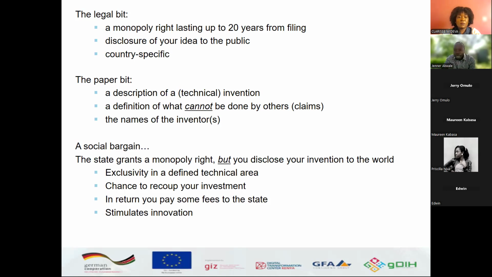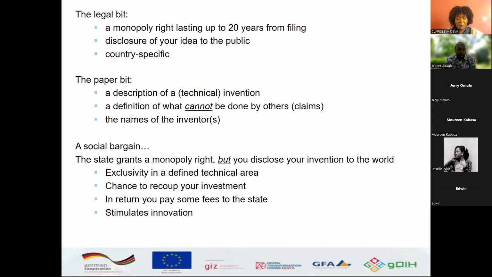Well, so there is the social bargain where we are saying the state gains a monopoly right. Of course, that is 20 years from the date of filing, but you have to disclose your invention. And the disclosure is basically in the description of the document that we support and help in drafting. So in other words, as a social bargain, there's exclusivity. You have to define the technical area, and then there is a chance to recoup your investment.